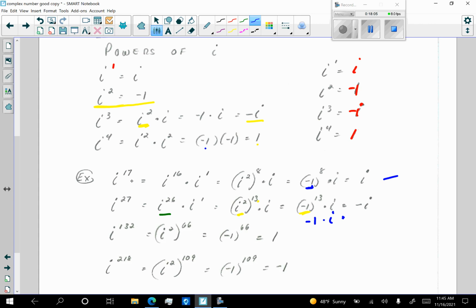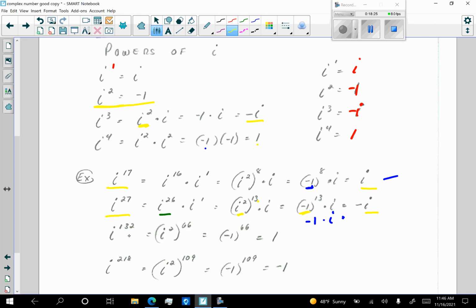So here I have an odd power of I that came out to I. Here I have another odd power of I that came out to negative I. So the odd powers of I are going to come out to either I or negative I. The even powers are going to come out to 1 or negative 1.